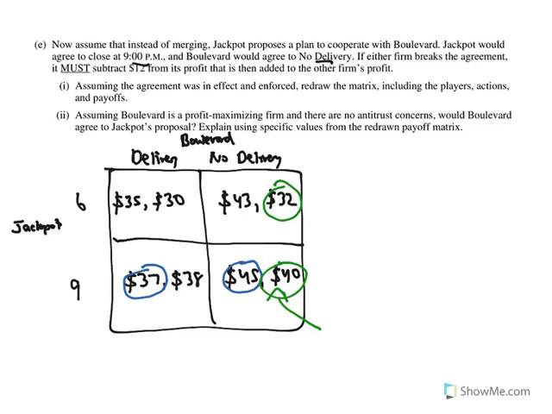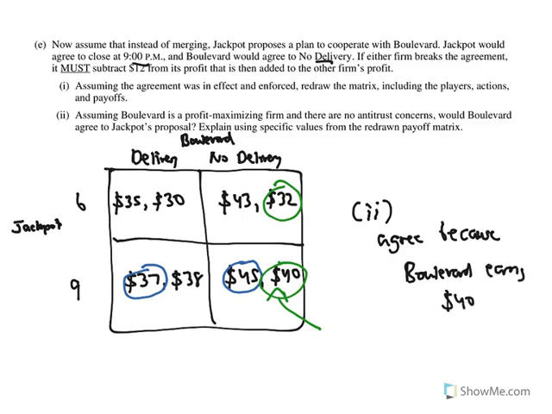So it's better. So the answer to E2 here would be agree, because Boulevard earns 40 in new Nash instead of 30. So there you have it. And that's the answers to E1, E2, and all of question 3 of set 2.